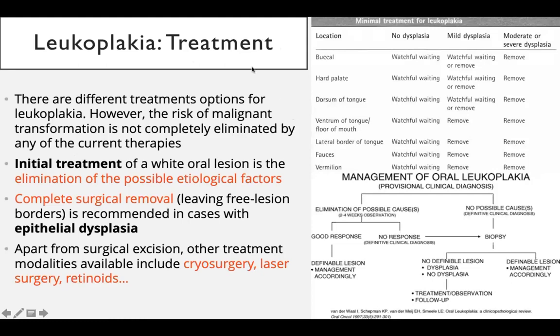So what is the treatment of leukoplakia? There are different treatment options for leukoplakia. However, the risk of malignant transformation is not completely eliminated by any of the current therapies.